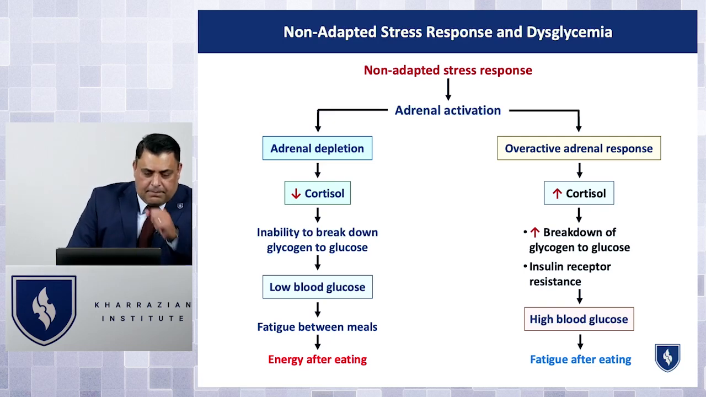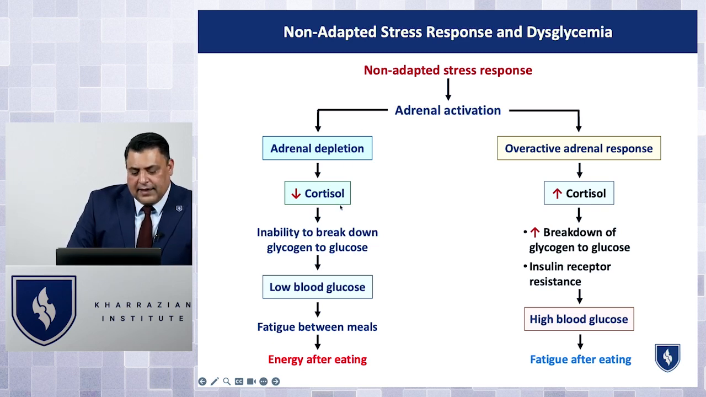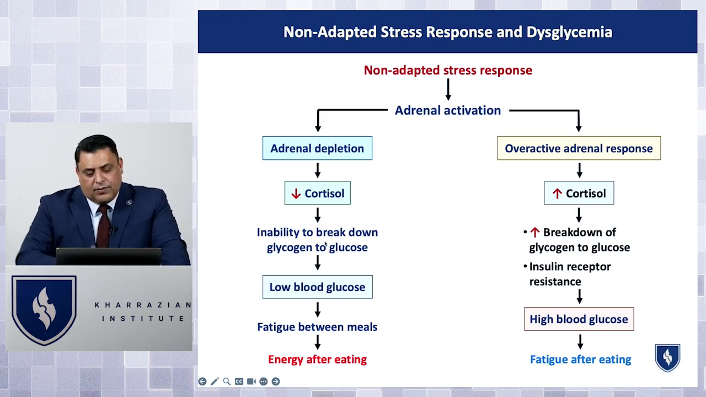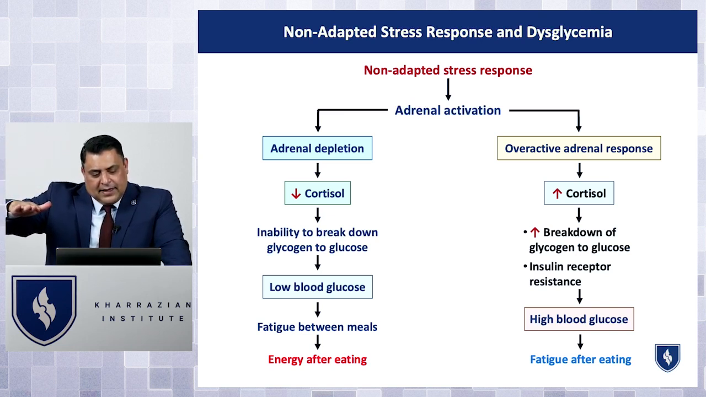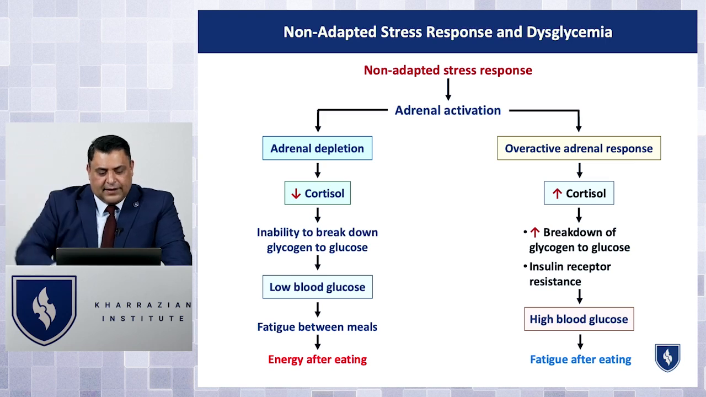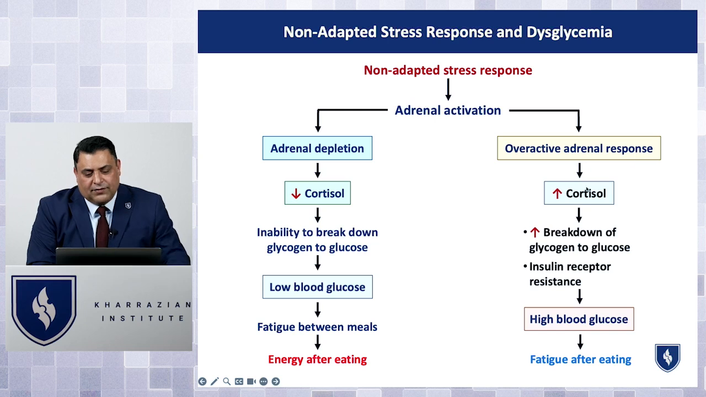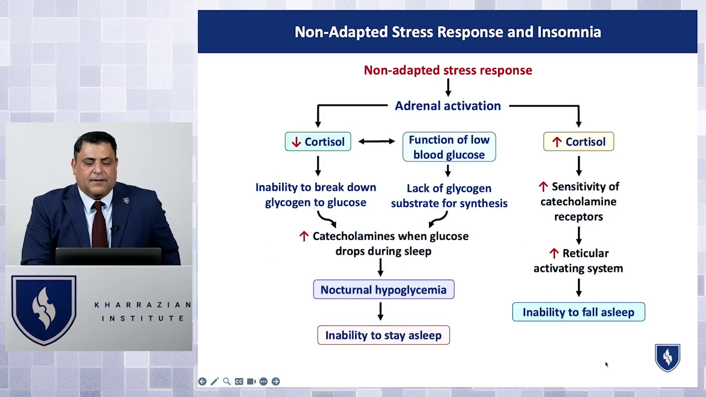Here you can see the cortisol responses. If someone has a non-adapted stress response, for some people their cortisol levels go down. They have a tendency toward hypoglycemic patterns. Remember, cortisol is there to break down glycogen to glucose through gluconeogenesis. As people get their cortisol levels depleted, they lose the efficiency to get their blood sugar levels back up, and they tend to get into a hypoglycemic state. For other people, their cortisol levels are elevated, and they get reduced insulin receptor sensitivity, fatigue after eating, and move towards insulin resistance patterns.